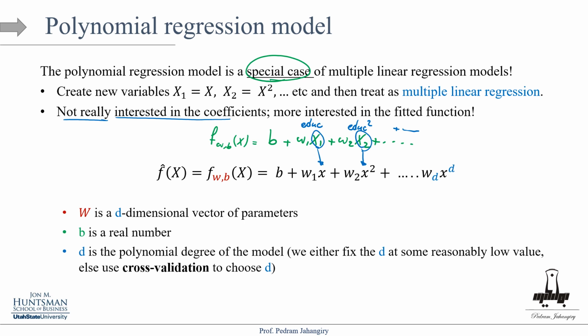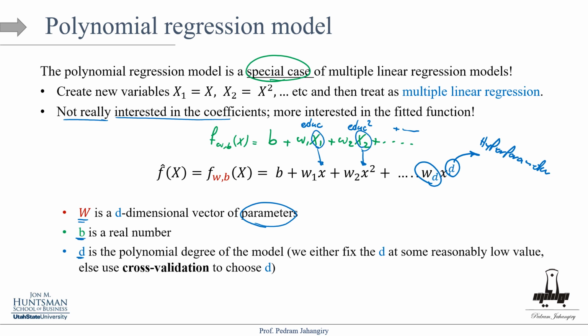And let's see what the variables are here. So W is our d-dimensional vector of parameters. So we are going to have basically d parameters, W1, W2 up until WD. And B is our bias term, which is a real number. And D here is a new thing, right? We didn't see D in our linear regression model. And that's actually what we call a hyperparameter. So this model is going to have both parameters, the W's and B, and a hyperparameter.